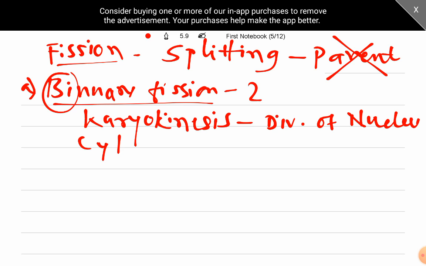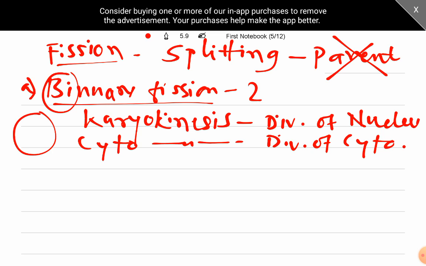And cytokinesis means division of the cytoplasm. So whenever one cell having nucleus and cytoplasm divides into two, at that time the nucleus is also divided and the cytoplasm is also divided. Division of the nucleus is called karyokinesis. Division of the cytoplasm is called cytokinesis. And then two individuals are formed from these two. That is called binary fission.